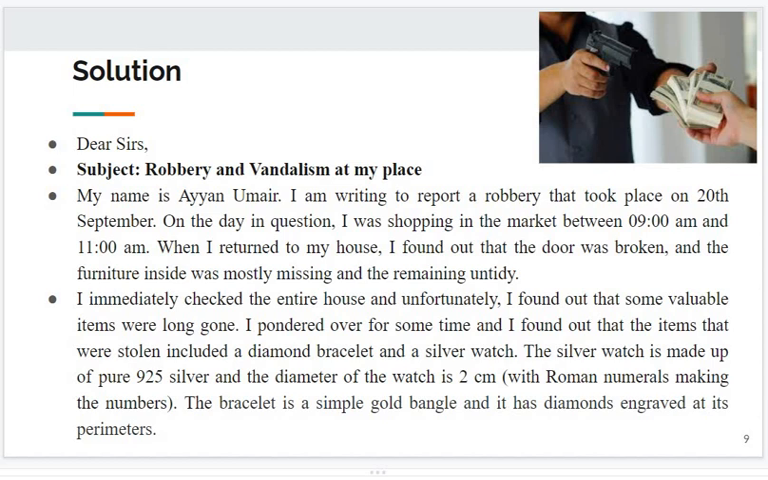I immediately checked the entire house and unfortunately, I found out that some valuable items were long gone. I pondered over for some time and I found that the items that were stolen included a diamond bracelet and a silver watch. The silver watch is made up of pure 925 silver and the diameter of the watch is 2 centimeters with Roman numerals making the numbers. The bracelet is a simple gold bangle and it has diamonds engraved at its perimeter.